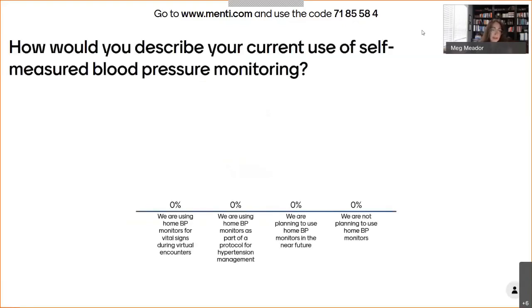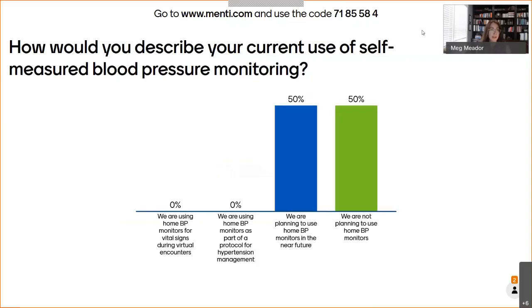So now that we're done with our fun where-are-you icebreaker, this is a serious question just to set the landscape for who's in the audience today. The question is, how would you describe your current use of self-measured blood pressure monitoring? Feel free to choose all that apply here. So you can select any of these 4 answers.